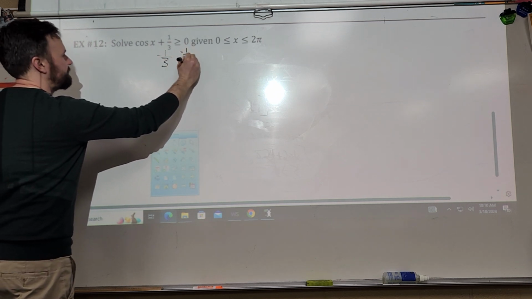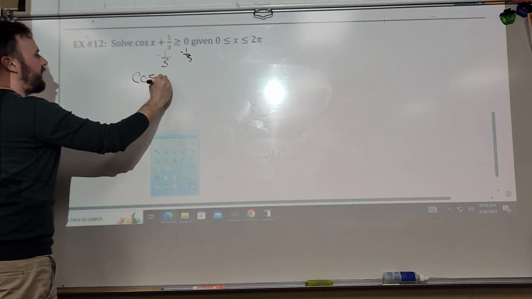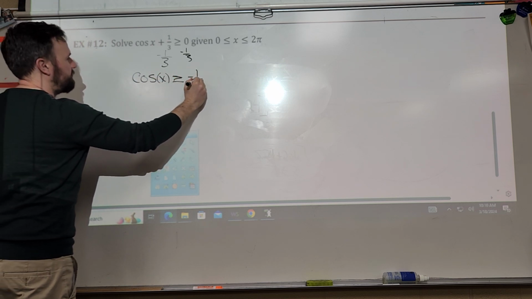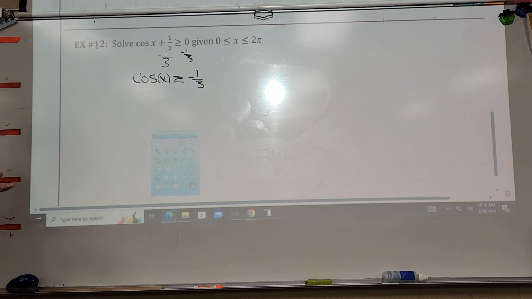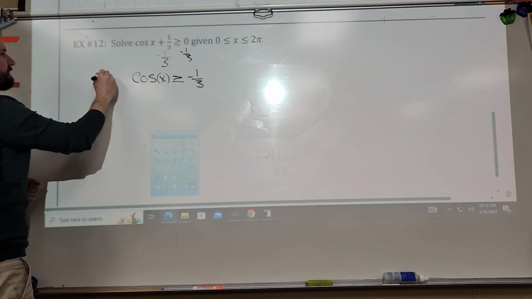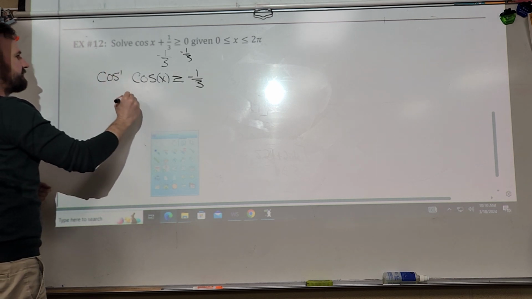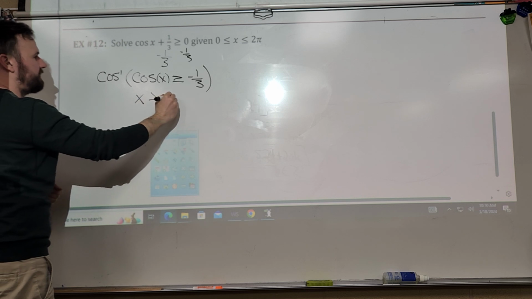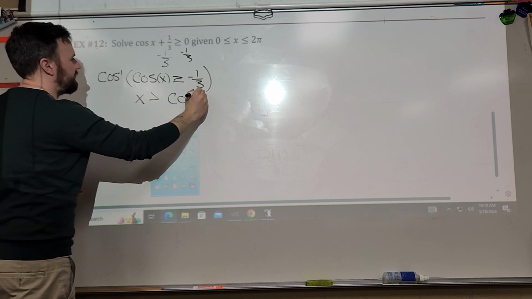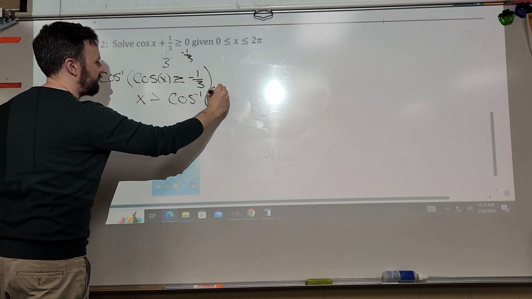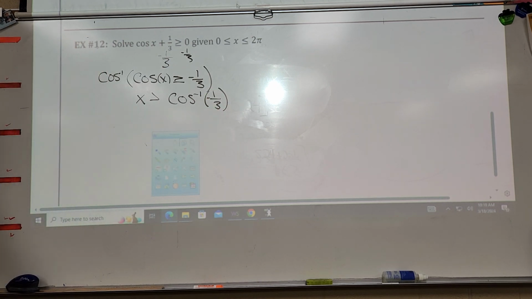Subtract the 1/3. And I get cosine of x is greater than or equal to negative 1/3. What do I do to both sides? Cosine inverse. So I get x is greater than cosine inverse of negative 1/3. Now wait a second though. Don't we usually get two of these?